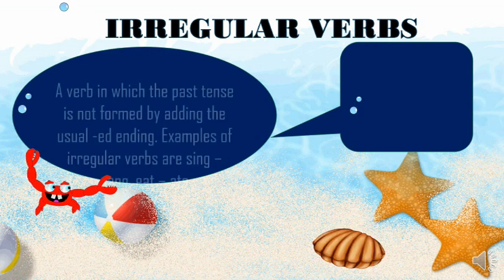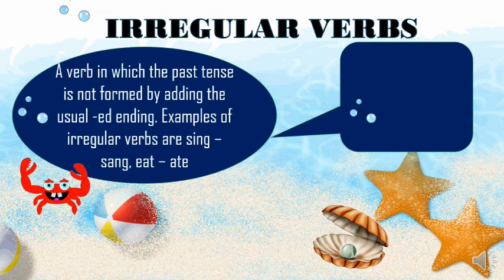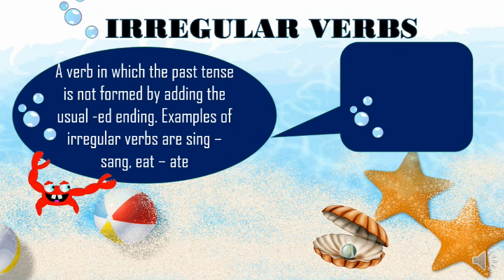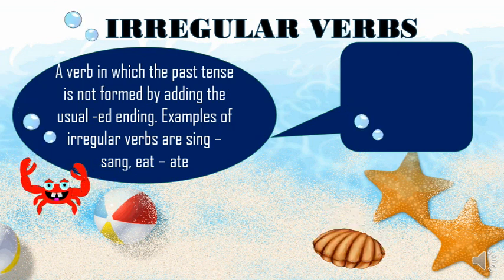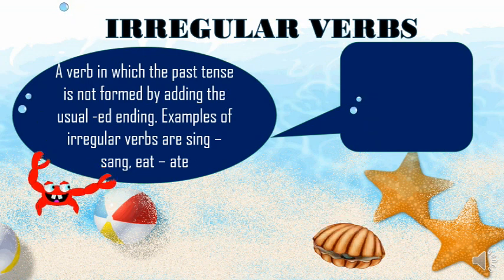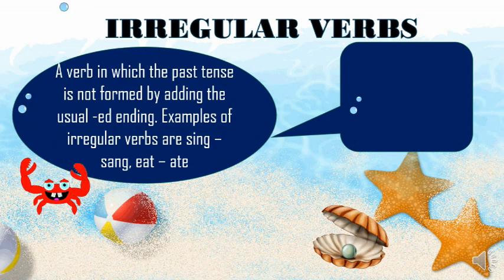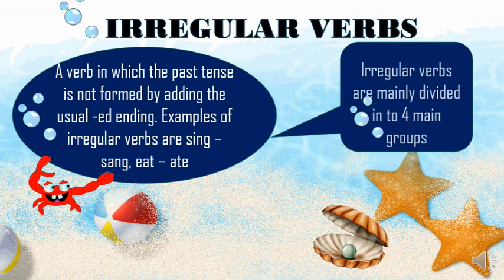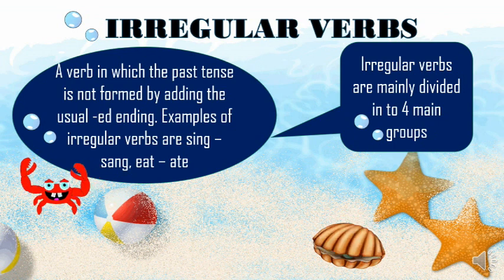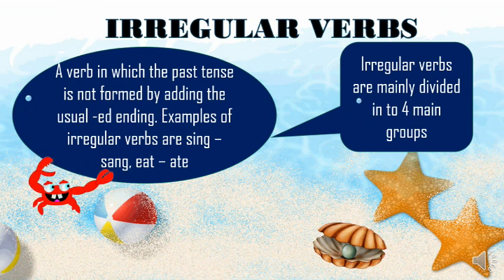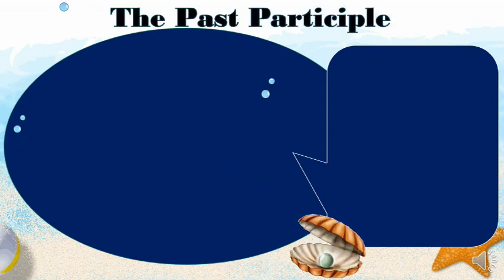Now I'm going to talk about irregular verbs. An irregular verb is a verb in which the past tense is not formed by adding the usual ed at the end. Examples of irregular verbs are sing changes to sang, eat changes to ate. Okay? Look here. Irregular verbs are mainly divided into four main groups.